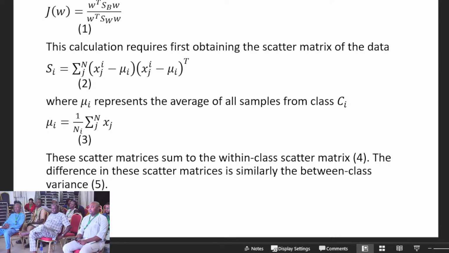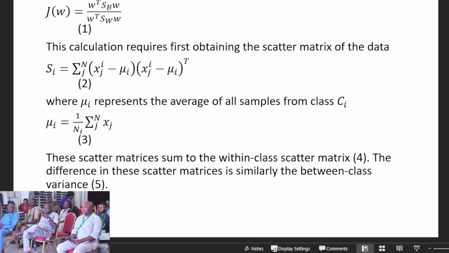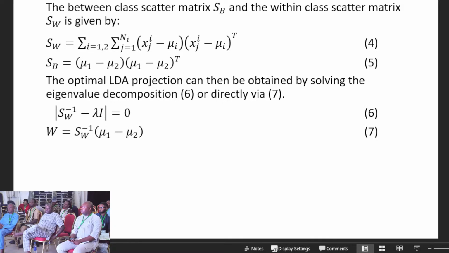The scatter matrix we define with equation 2. And then we have the mean there, that's the group mean. If we go on to equations 4 and 5, we'll see the within class scatter matrix and the between class scatter matrix. And then to solve for W, ultimately we arrive at W when we get to equation 7.